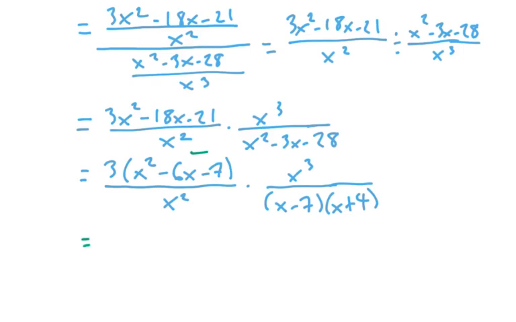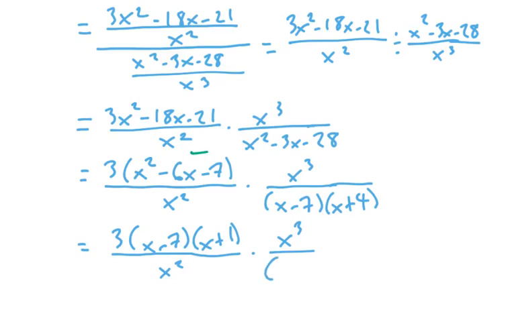So continuing our factoring process, let's write that as 3 times, now two numbers whose product is negative 7 and sum is negative 6. That's pretty clearly (x - 7)(x + 1) over x squared, x cubed over here.